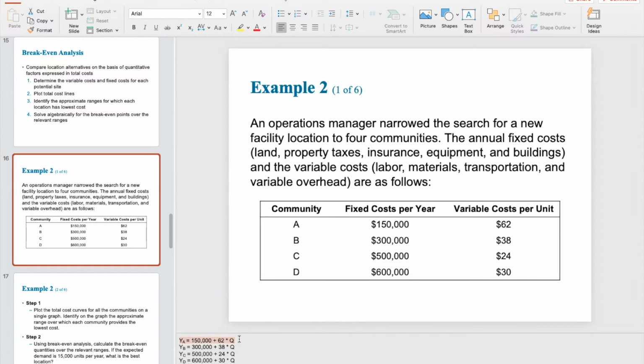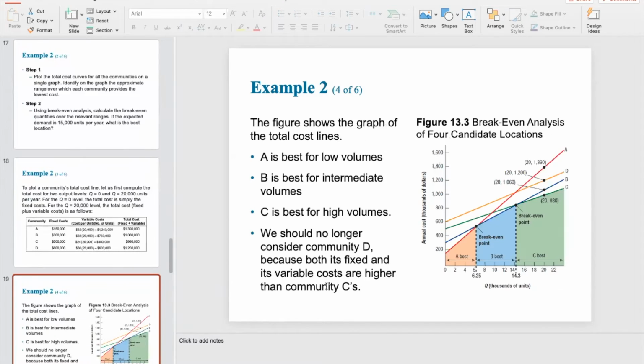Very simple. First of all, it's obvious that when Q equals 0, the corresponding YA value is 150,000. So if we go to this specific figure, they already plotted it out for us. Let's illustrate this. Here you see Q is in 1,000 and the Y value is also in 1,000. That's why when Q equals 0, the corresponding value is 150, representing 150,000.